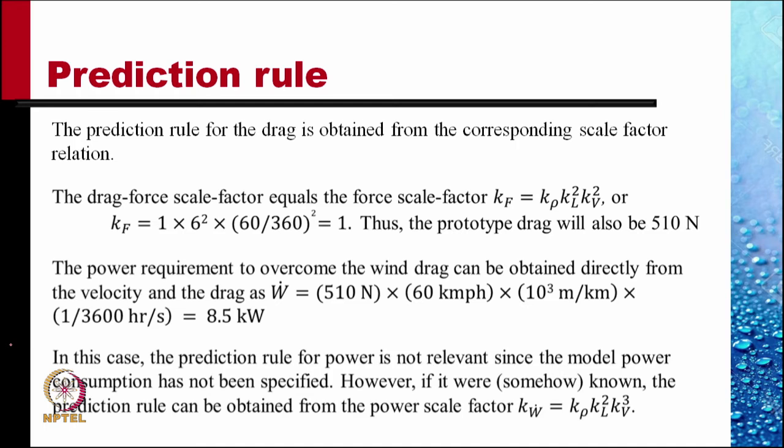In this case, the prediction rule for power is not relevant since the model power consumption has not been specified. However, if it were somehow known, the prediction rule can be obtained from the power scale factor kW dot is equal to k rho kl square kV cubed.